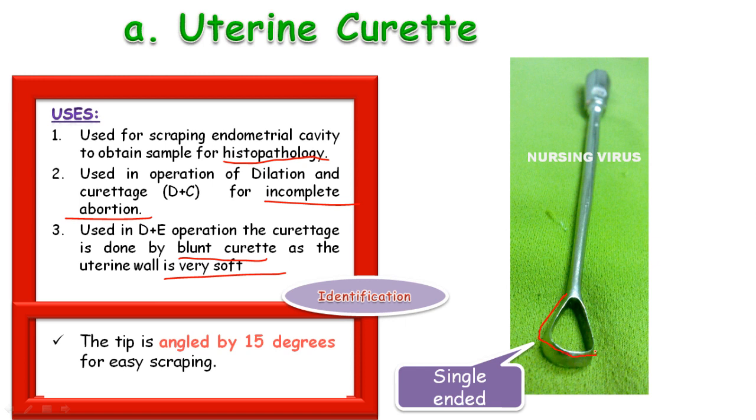So here the angle of that curette will be 15 degrees angled one. So this is mainly single ended. Even we'll have the double ended uterine curette also. So in that kind of cases, you can see in the opposite end also there will be a curette. So that is either soft or blunted one.